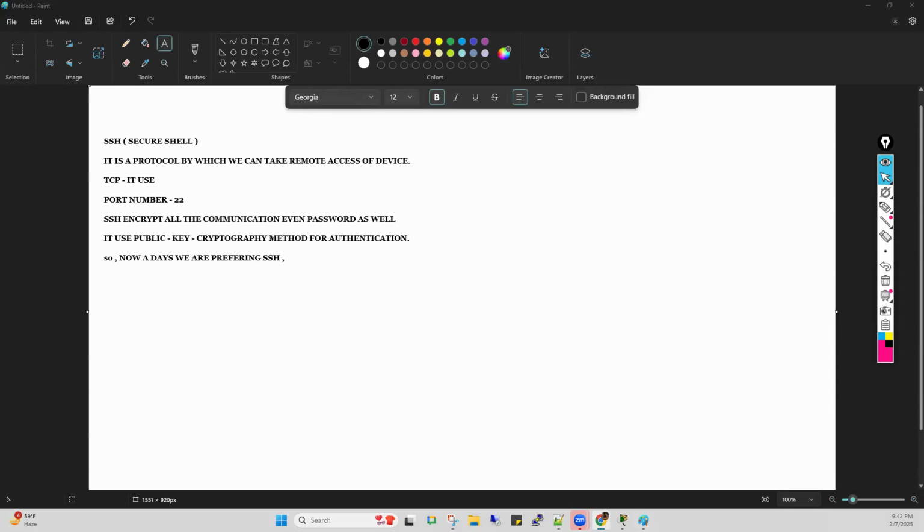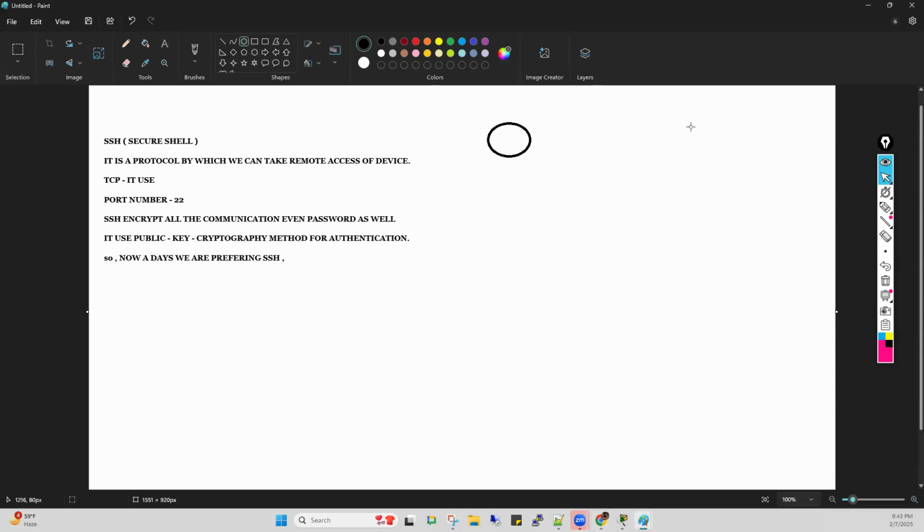Yes, we can't configure Telnet on a PC. If you want to configure Telnet, you can configure it only on a network device, for example a router or switch. Getting my point? Yes or no? So we can't. Done? Okay.